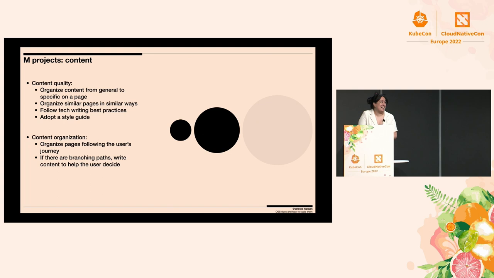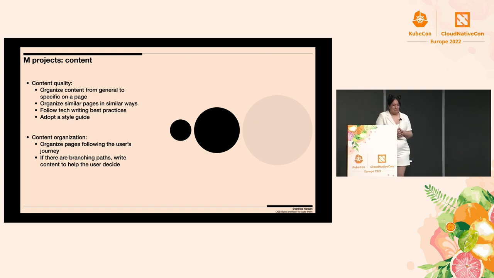Okay, so let's talk about content quality. Broadly speaking, if you, as a medium-sized documentation project, maybe you're in the CNCF and you're starting to think about graduating, think about organizing content logically on each individual page. The easiest way to think about this is, does the page talk about things generally and then more specific as you go down the page? If you can do that on a page-to-page level, you're going to be pretty organized.